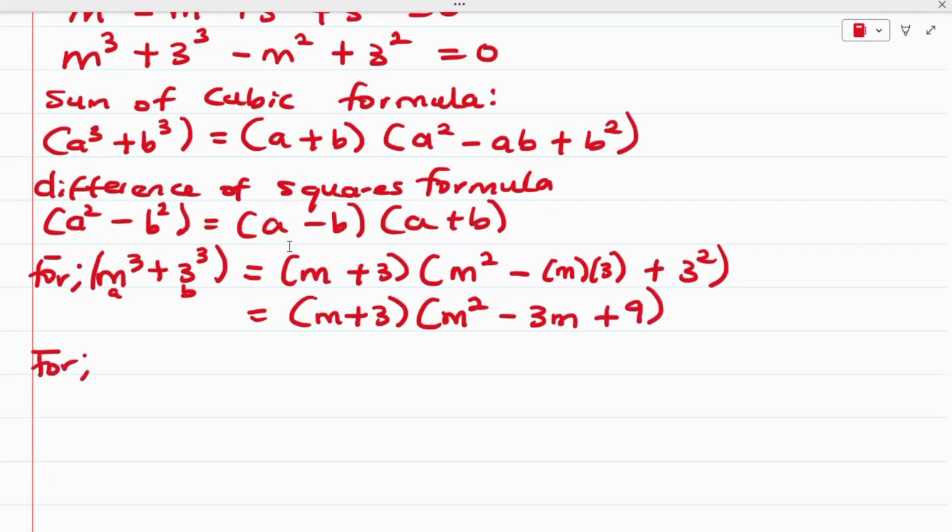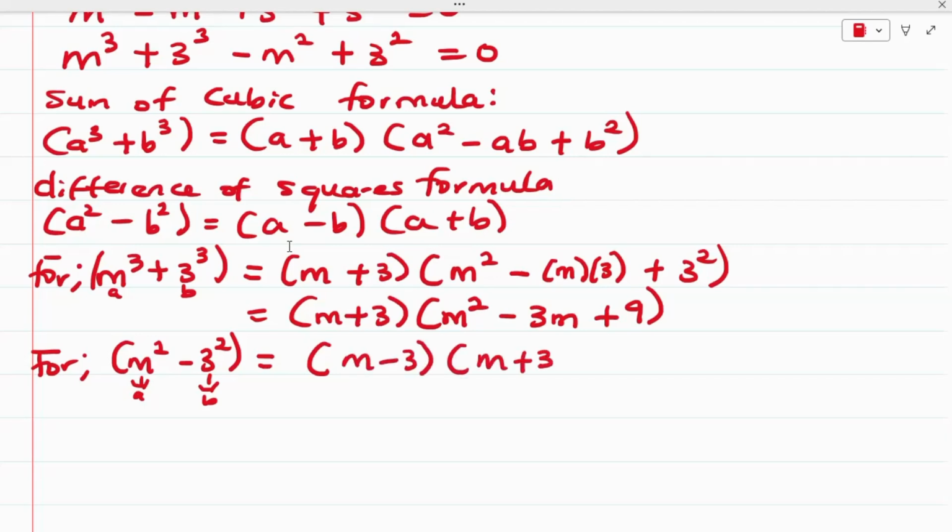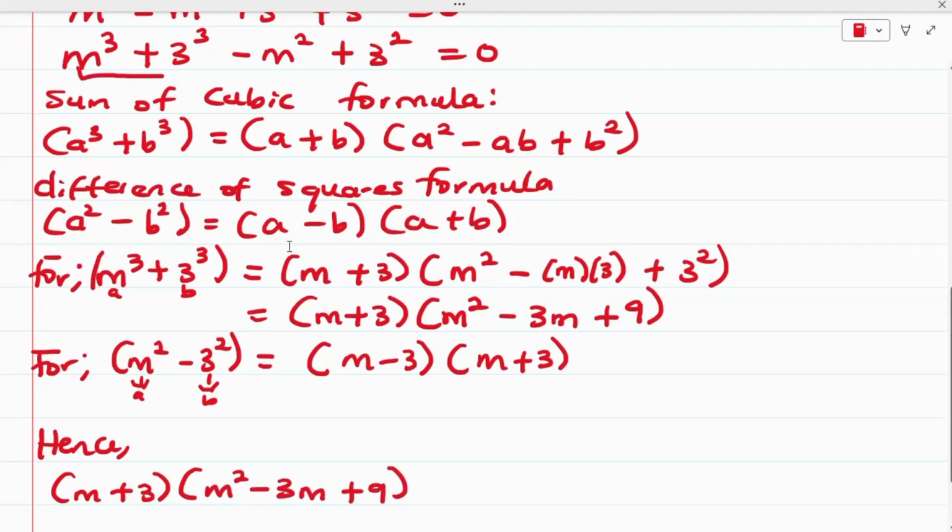So we say m squared minus 3 squared. This represents b, right? So for a minus b, we have m minus 3 into m plus 3. So hence, substituting this into the original equation, this is going to become m plus 3 into m squared minus 3m plus 9, and this is for m cubed plus 3 cubed. Then for this, we have minus into m minus 3 into m plus 3, which is equals to 0. So this is going to be our new equation.